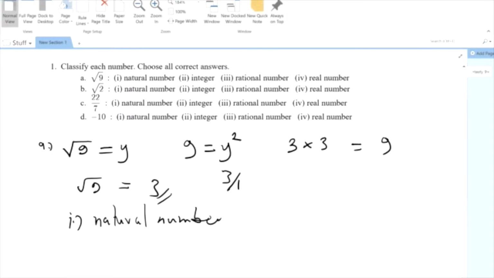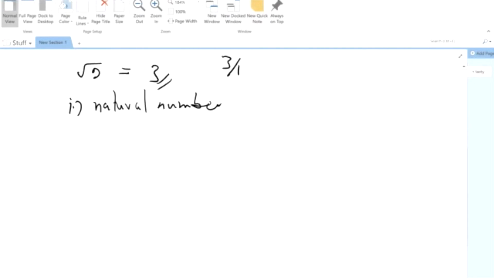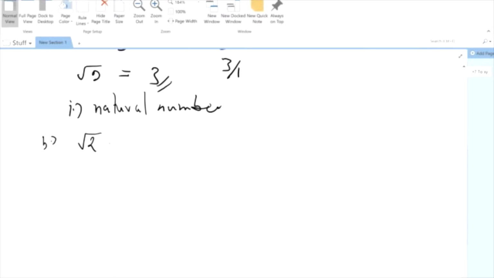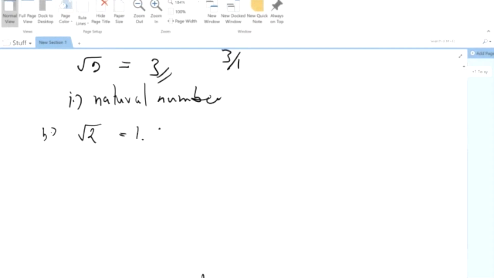Let me just write A there. And then we go for the second one, which is B. What is this root 2? If you do the square root of 2, you'll end up with some number like 1.41. And this number keeps going with numbers not repeating consecutively.